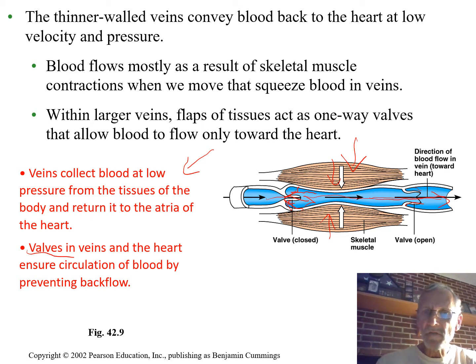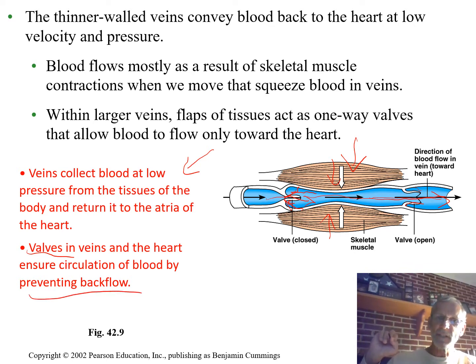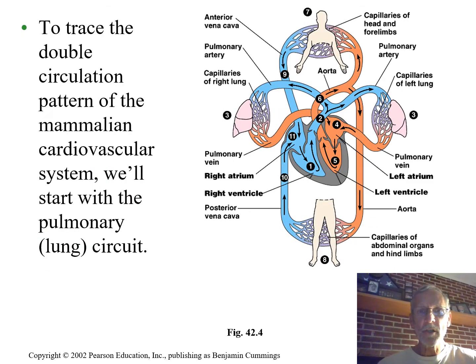The valves in veins, and we're going to see the valves in the heart when we get there in a second, cause the flow of blood to only go in one direction, preventing backflow. Again, any words that are in this syllabus are also possible to show up on a test. Okay, so now, if we trace this double circulation, right, we have again the idea that it goes from ventricles to arteries, branch into capillaries, which converge into veins, and then back to the heart.